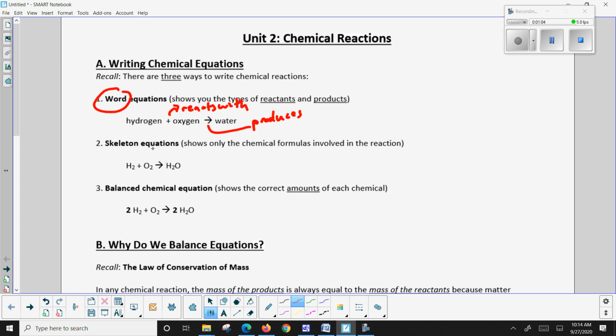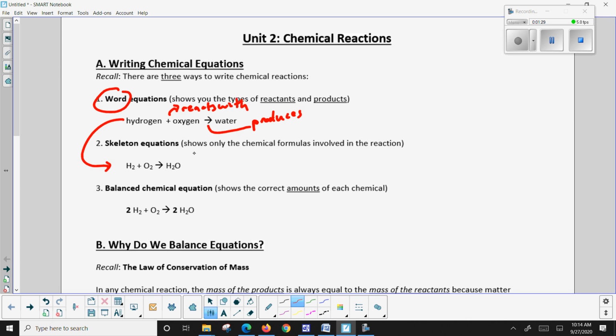Now, what we can then do, it gives us more information, is write down a skeleton equation. Now, skeleton equation is very similar, except now we have chemical formulas. So instead of hydrogen, I'm going to write down H2, oxygen, O2. So we're going to have hydrogen combining with oxygen to produce water. Again, we're getting a little bit better. However, I need to know quantities. How many molecules are going to be reacting? How much of the reactant is going to be produced?